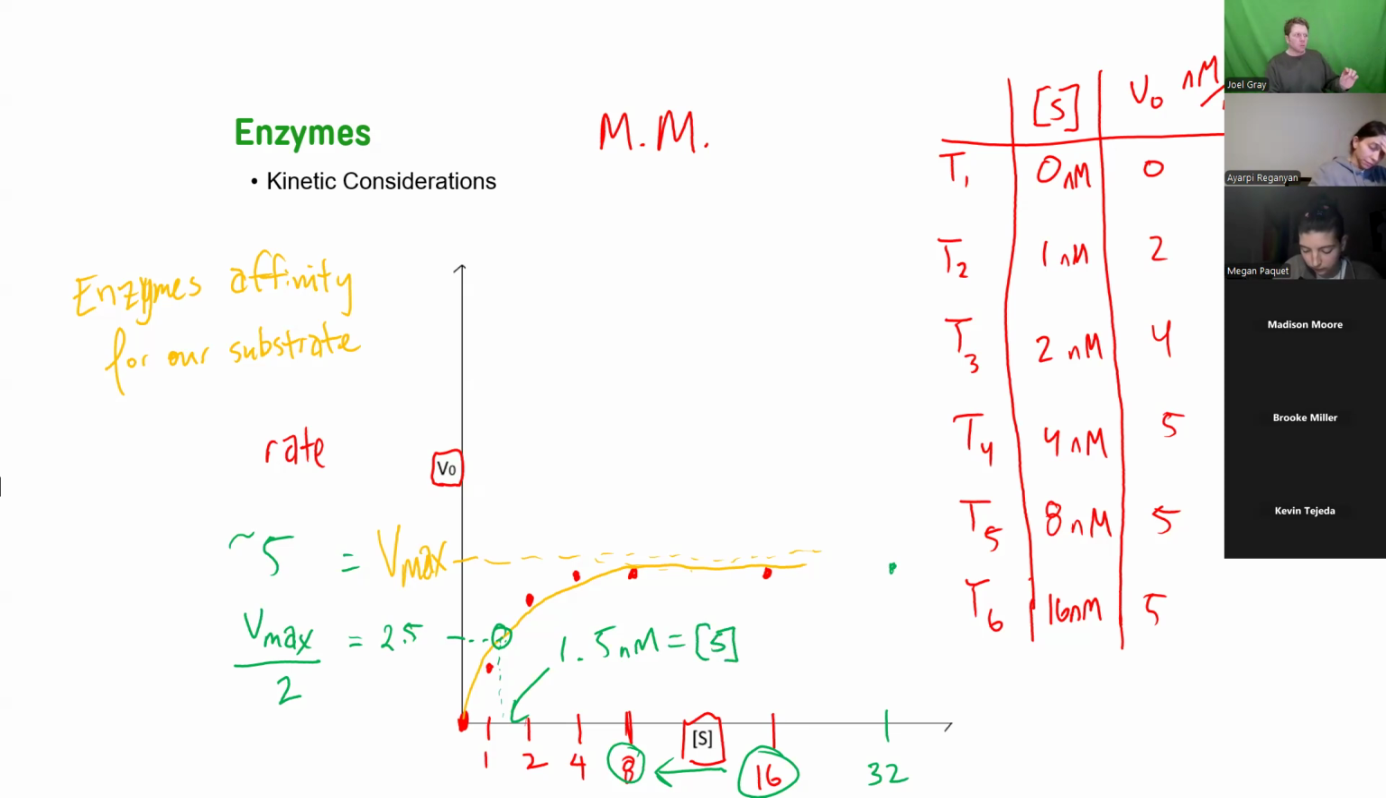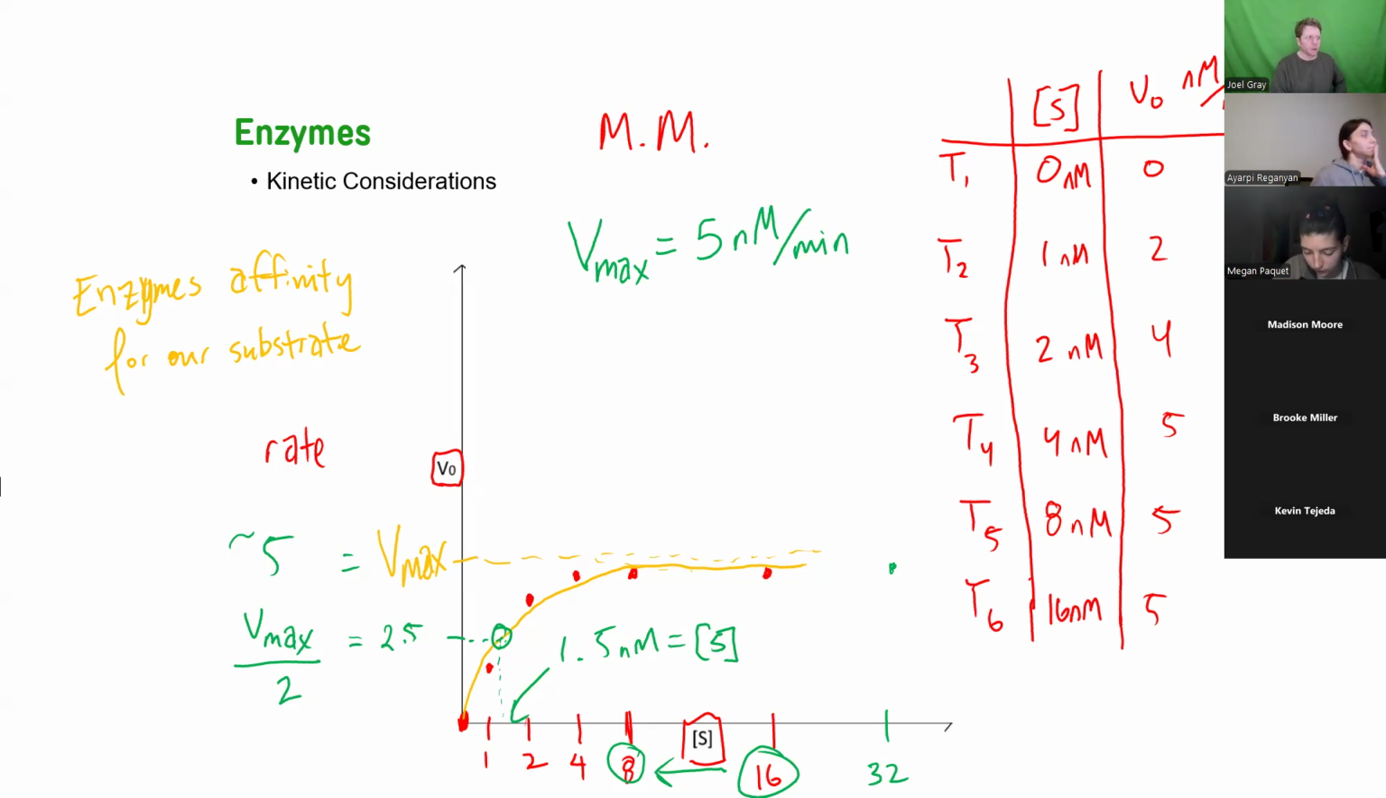Okay, so with this graph that I've just drawn here, we have two of our kinetic parameters that are super important. One of those kinetic parameters is known as our Vmax. In this situation, our Vmax is 5. Does that number have units? It absolutely does. Those units are 5 nanomolar per minute. 5 nanomolar of our product are generated every minute.